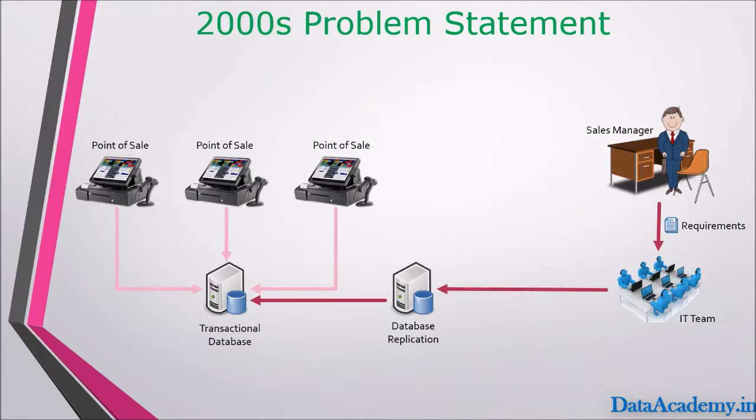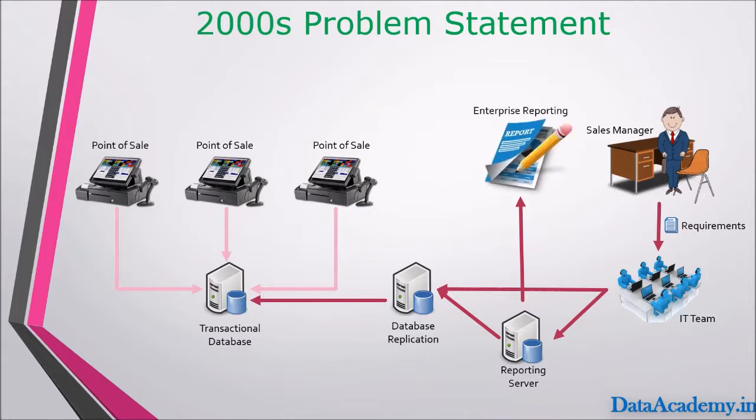So with these problem statements, the industry responded with a new set of products. Here is one example. The same IT team now, instead of directly delivering the reports to the sales manager, will set up a dedicated reporting server. The reporting server will connect to either the transactional database or, in this case, the replicated database. The IT team manages the reporting server, and with the help of the reporting server and the database, they deliver something called enterprise reporting.